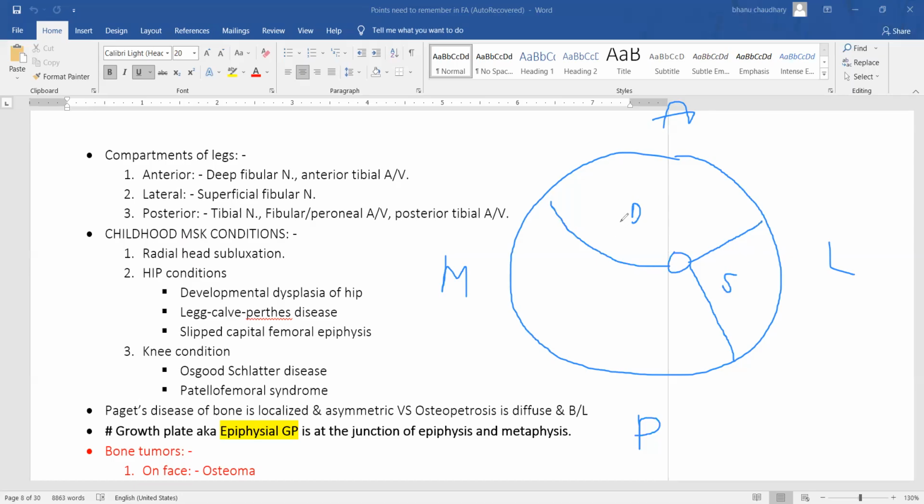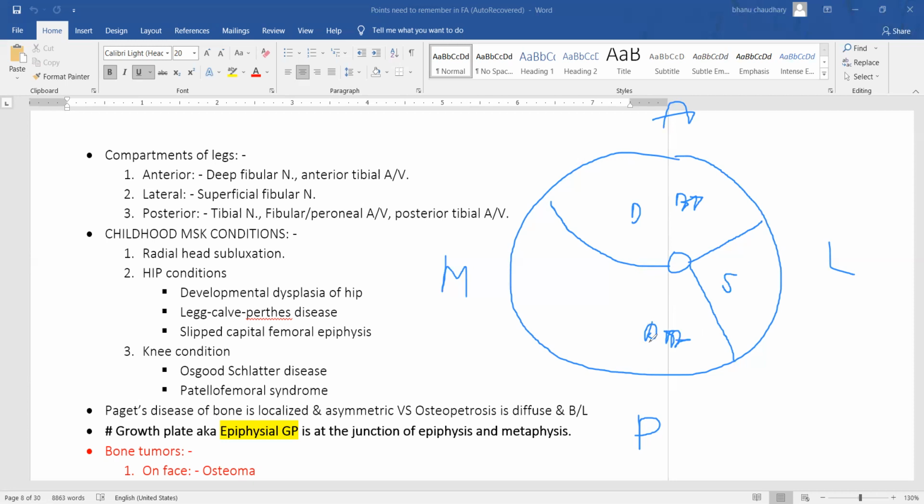Along with the deep fibular nerve, you also have the anterior division of the tibial artery and vein. The tibial artery is divided into two divisions, one is the anterior division and second is the posterior division. So the anterior tibial artery and vein run in the anterior compartment, and the posterior tibial artery and vein run in the posterior compartment.